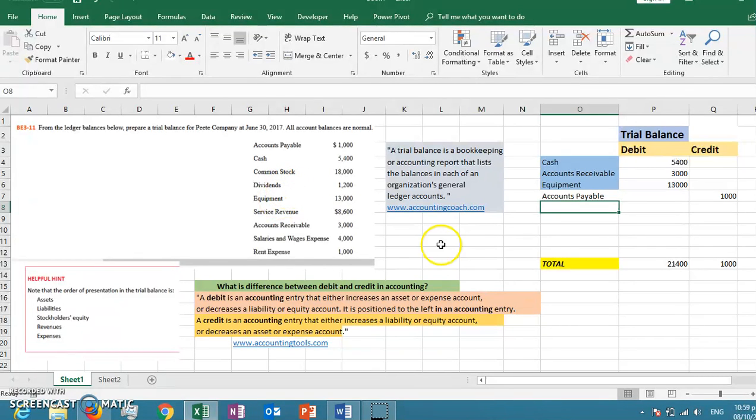I'm going to read again the definition, so I hope you can understand it. A credit is an accounting entry that either increases a liability or equity account, or decreases an asset or expense account. So common stock or stockholders' equity is something that, as the name says, is an equity. So it should increase an equity account. So stockholders' equity goes to the right under the credit column. Okay, so we have a common stock. And common stock is 18,000.